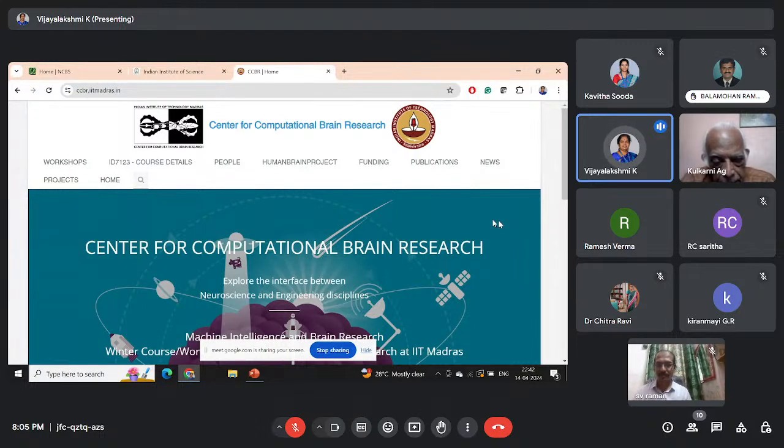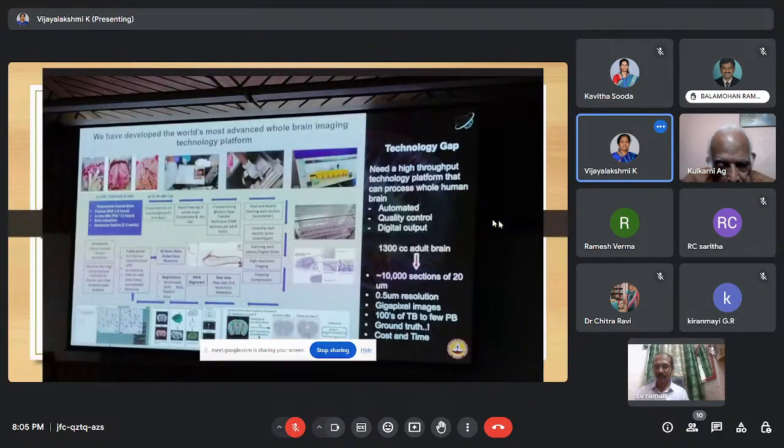After that, IIT Madras is also doing some research on neuroscience. Here, the Center for Computational Brain Research, IITM, is doing whole brain activity work, whole brain viewing, and they have developed technological processing software. They have developed the world's most advanced whole brain imaging technology platform, and also a neonatal imaging system, with a 3D view of the whole brain. The doctors can see and analyze the brain activities as well as the brain developments. They have automated quality control and digital output. These are the technical gaps they have covered.